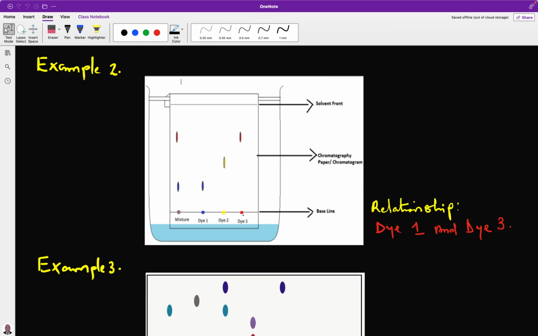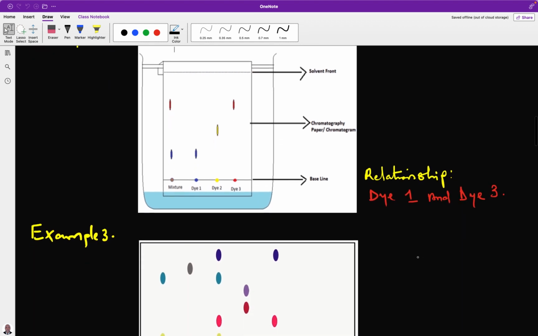Dye 3 has only one color in it, and that color is also present in the mixture. So the only dye that has something not present in this mixture is dye 2, because it has yellow, and yellow is not present in the mixture that has been set as a standard. So the only two dyes that have something to do with the mixture, which is the standard, are dye 1 and dye 3. Dye 1 and dye 3 have components that are present in the mixture.